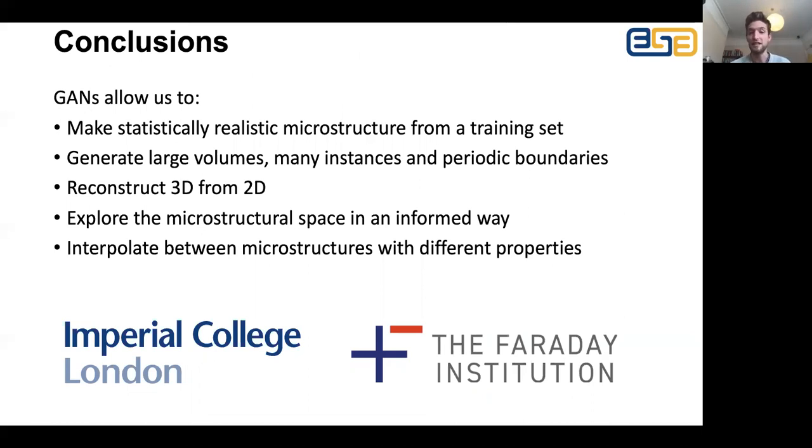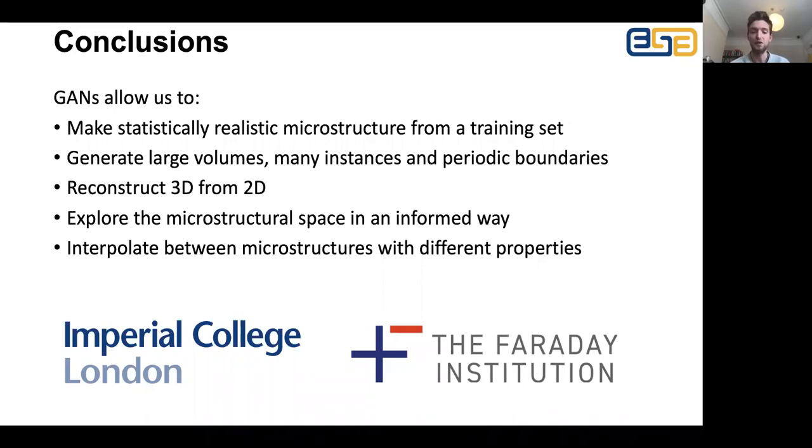We can make crazily large volumes, as many instances as you want, and you can impose periodic boundaries, loads of useful tools for simulation. We don't have to have 3D data. We can go from 2D to 3D data. If you have a nice, clean, representative 2D training image, you can make a 3D volume from that.